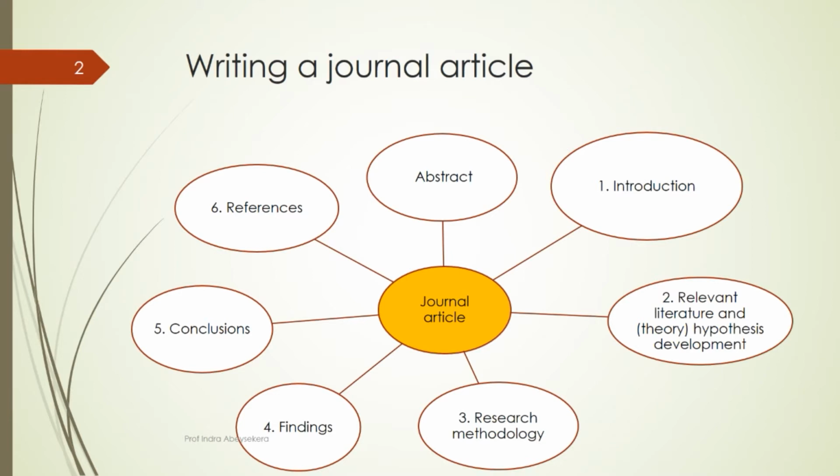There are 7 aspects in a journal article: abstract, introduction, relevant literature and hypothesis development underpinned by theory, research methodology, findings, conclusions, and references.